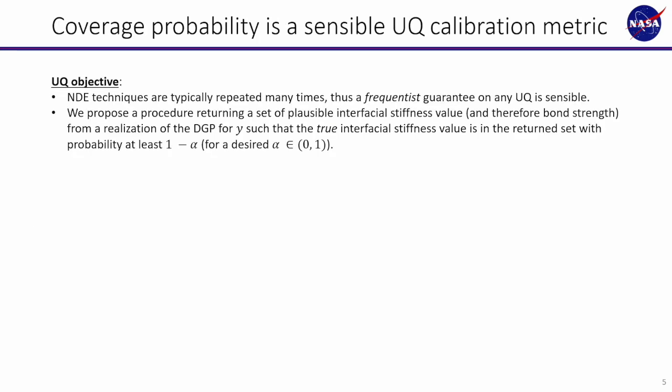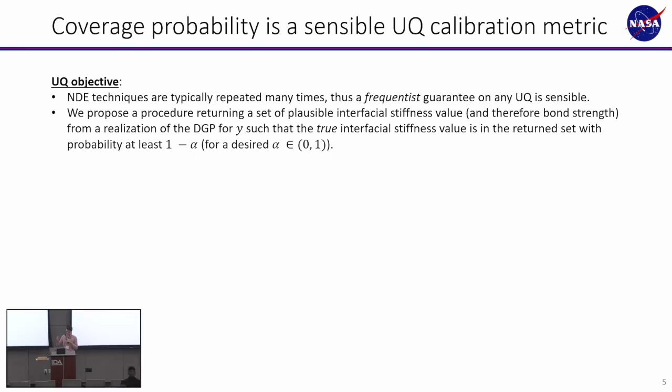Okay, so now I'll get into maybe the most controversial part of my talk, which is establishing a standard or a guarantee for this methodology. And I'm going to posit that coverage probability is a sensible UQ calibration metric. So the thinking here is that NDE techniques are typically repeated many times, and thus a frequentist guarantee on any UQ is sensible. And I'll explain more precisely what this means.